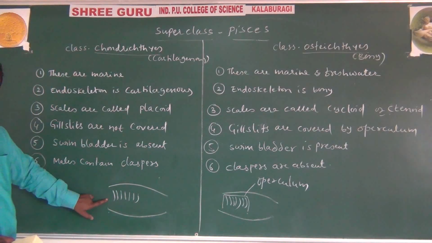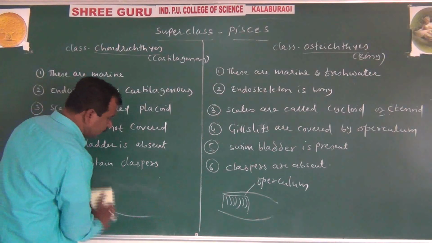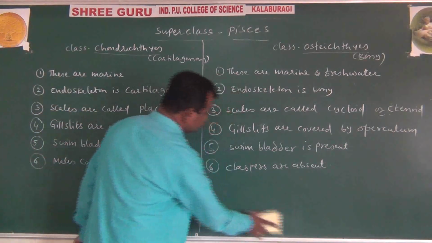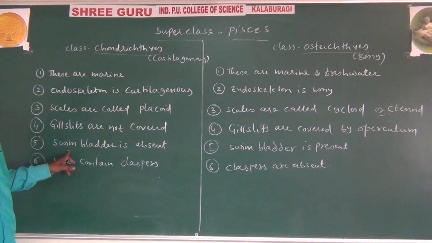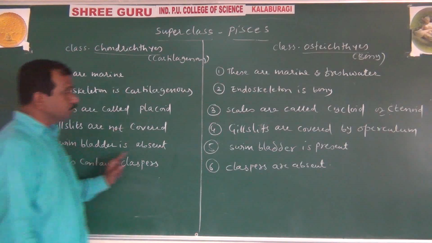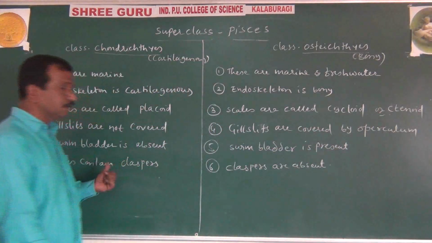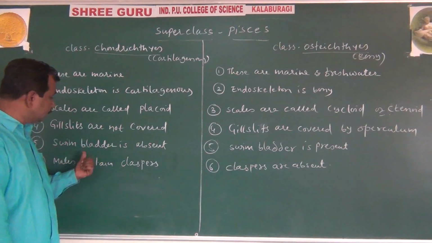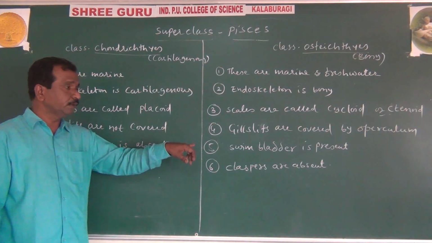In the cartilaginous fishes the gill slits are naked, not covered. Right. Next is the swim bladder. In cartilaginous fishes, the swim bladder is absent. In bony fishes, the swim bladder is present. The swim bladder is also known as an air bladder.